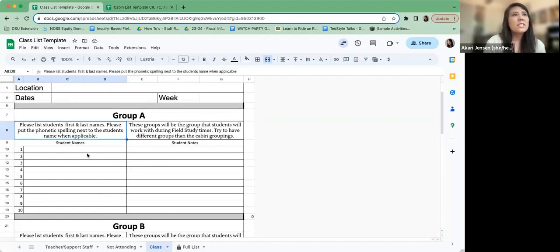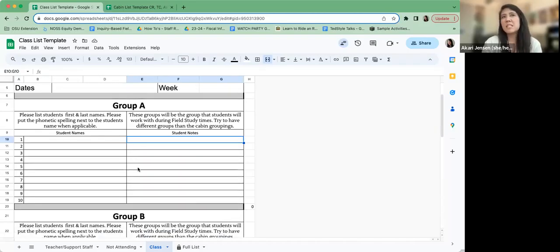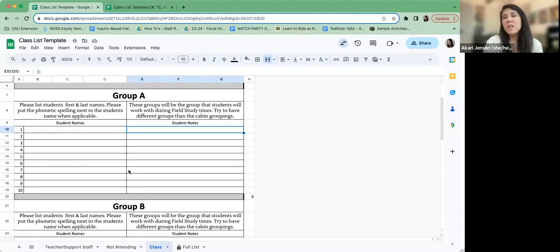So you're going to list students' first and last names. We ask that you put the phonetic spelling to help us pronounce your students' names correctly. Any notes that you have about that student, you can put right here, things specifically that would be helpful for their field instructor to know, maybe things about the way that they learn, or that they wouldn't be successful with a certain person or a certain type of student leader. Those notes are always really, really helpful to have.